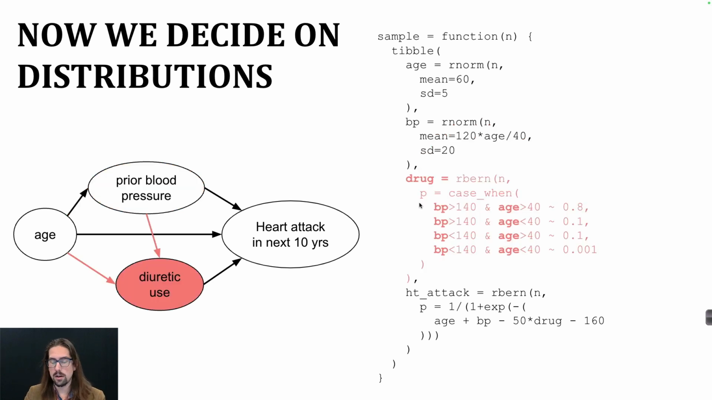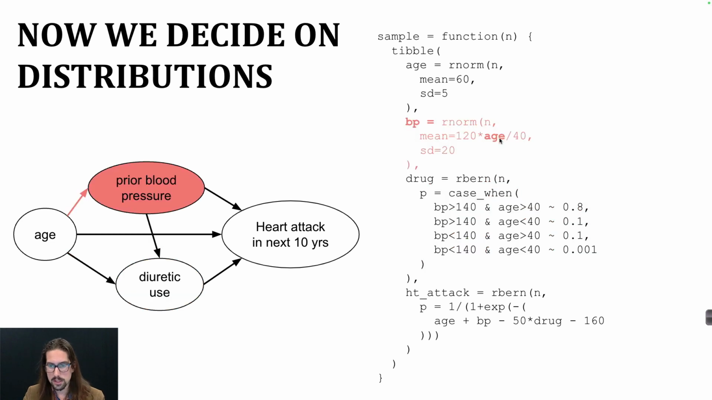And by the way, the way I did this reflects the fact that people who are older have higher blood pressure. The numbers that I chose here, 120 over 40 and 20 for the standard deviation, just reflect normal values that I should be getting. If I put 60 in here, the value that I get out should be like the average blood pressure for people who are 60, roughly speaking. And this represents some kind of variation among people who are 60. What's the variation in their blood pressure generally?